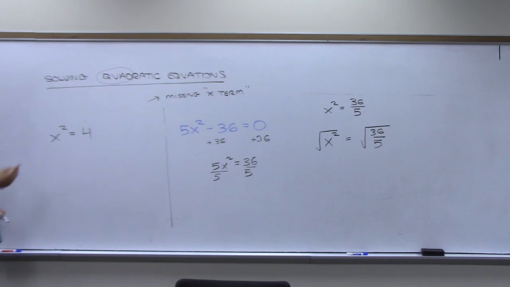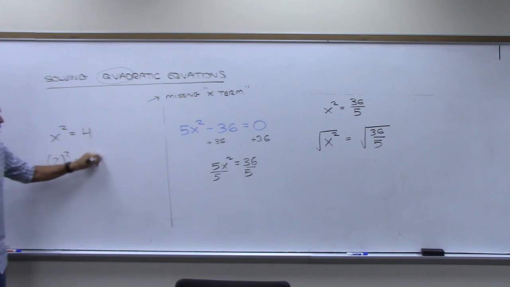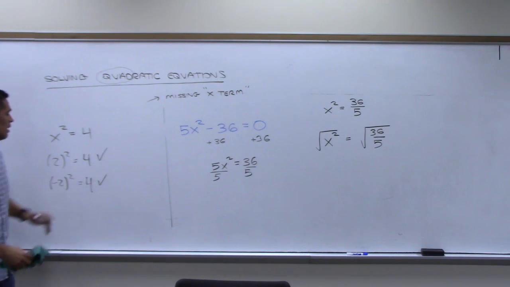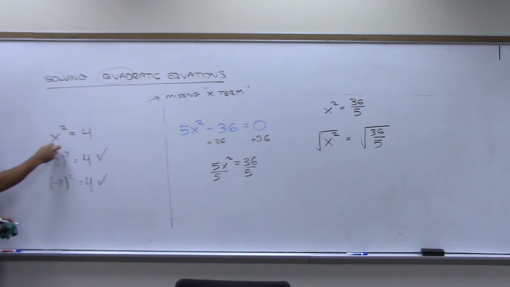Do you agree if I take negative 2 right in here? Well, let me do the 2 first. If I square 2, that's 2 times 2, that is 4, so that checks. But if I take negative 2 and I square it, that's negative 2 times negative 2. Negative times a negative is positive. And this would also be 4, right? So there are actually 2 possible answers here. They are 2 and negative 2, right?